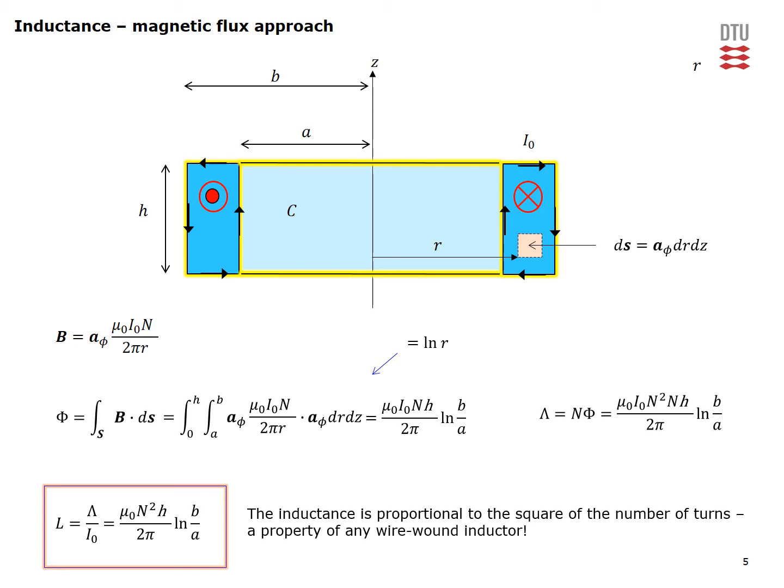One of the things we can note here is, of course, that the inductance is proportional to the square of the number of turns. And again, as in our video problem 17, we note that this is a property of any wire-wound inductor, and is thus recovered here as well.